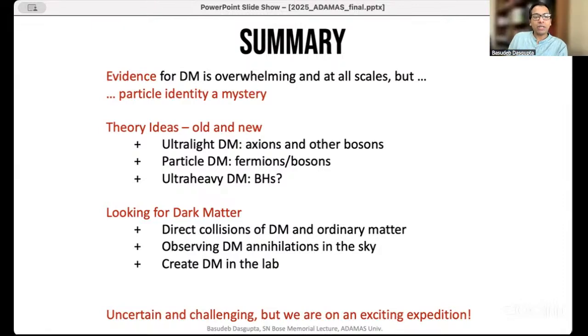All right. So I told you that there are these ideas for what dark matter can be, and there are some ongoing efforts to look for this dark matter, and it's a very exciting ongoing effort. It's uncertain. But it's very challenging, and especially for students and young researchers who are interested in these kind of things, this is a very exciting time to be working on this area. So with that, I will stop. I thank you all for your kind attention, and thank you for having me once again.